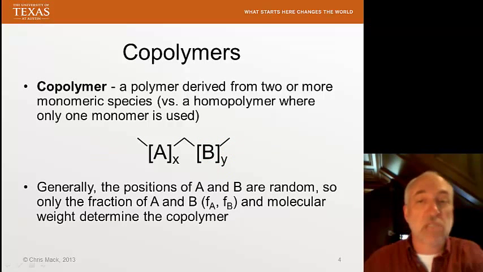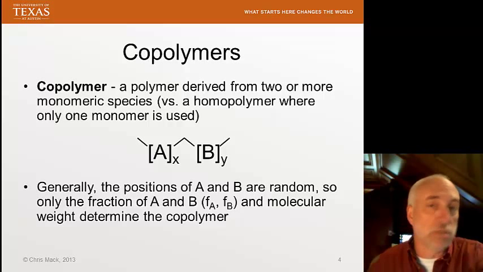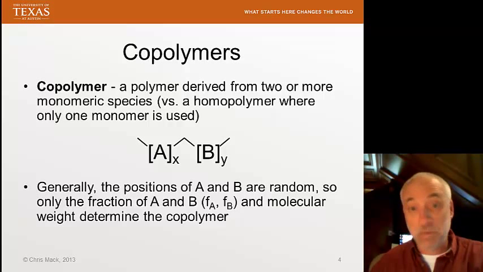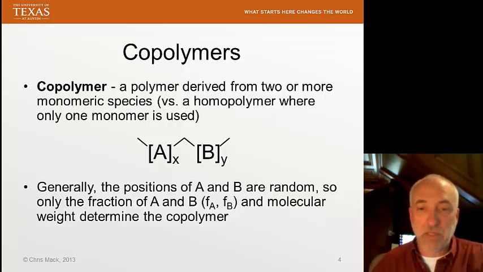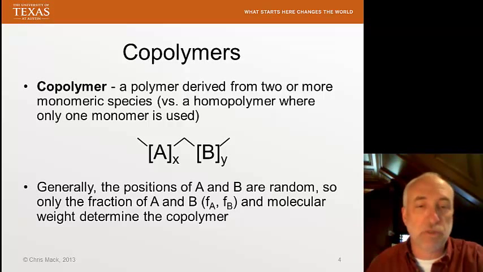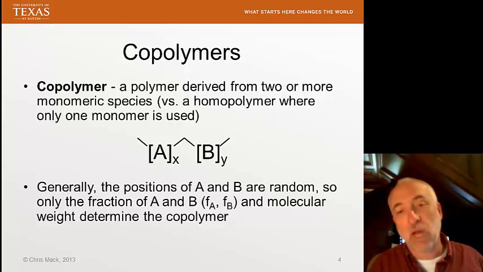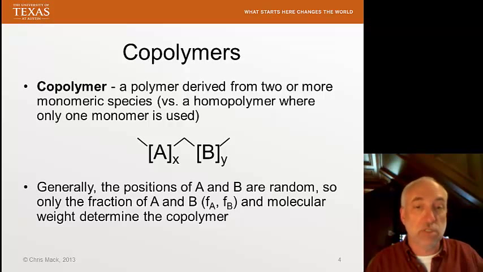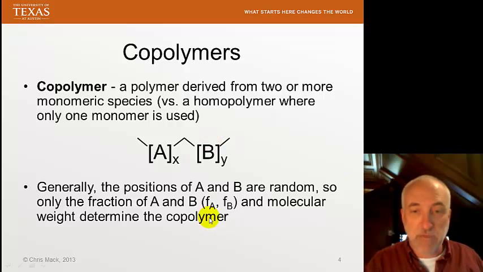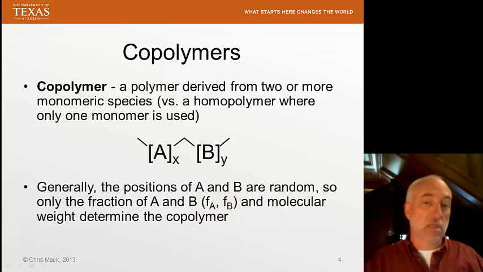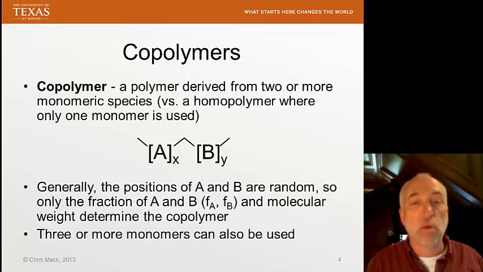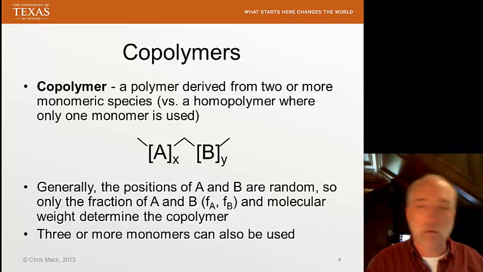But in general, the positions of A and B are completely random, unless we do something very special, which takes extra work, extra effort on our part when we make this polymer. These A and B monomers will just be randomly dispersed along the chain. Therefore, the only thing we need to know to describe the copolymer is the relative fractions of A and B, the fraction of A and the fraction of B, Fa and Fb, for example, and then the molecular weight. If we know those things, then we know what the copolymer is. Of course, we can have more than just two monomeric species combining to make a copolymer. You could have three or more as well.